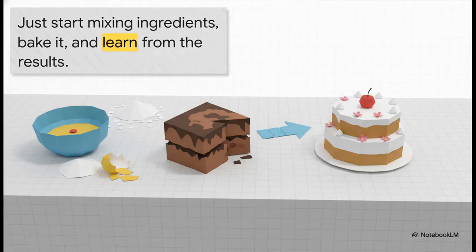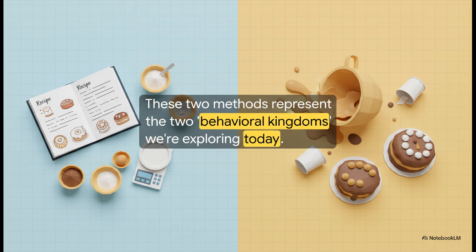But then there's option 2. This is the more experimental approach. You could just start mixing ingredients based on what you think should go in a cake, bake it, and see what happens. The first one might be a disaster, but you learn from it and you adjust for the next try. It's all about trial and error. Now, these two ways of baking a cake, they're a perfect illustration of the two major types of learning we're going to explore. One is guided by instructions, and the other is shaped entirely by the consequences of your actions.